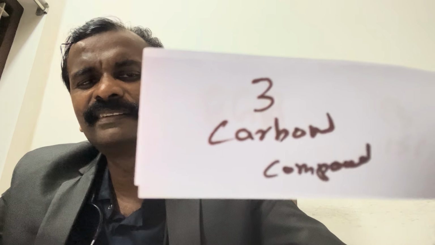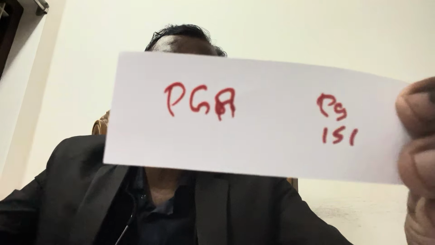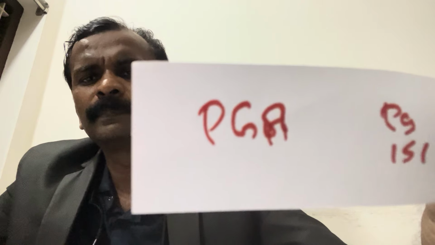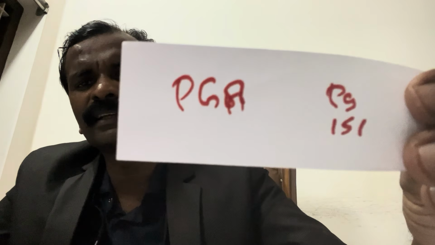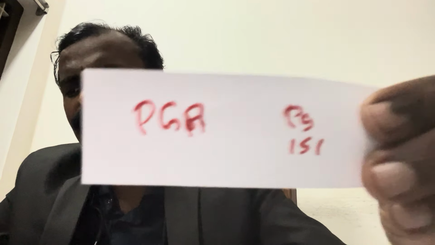Any idea? 3 carbon compound. What is this? PGR. What is that? Plant growth regulator. Okay, Calvin cycle. Just now only I told.